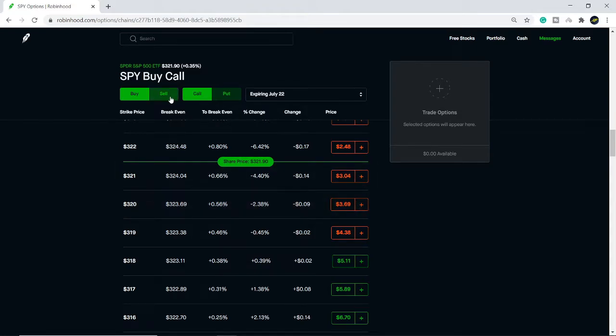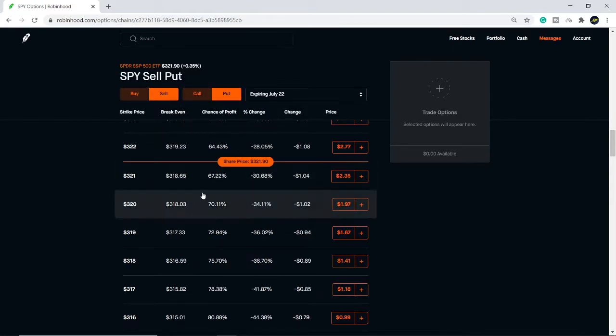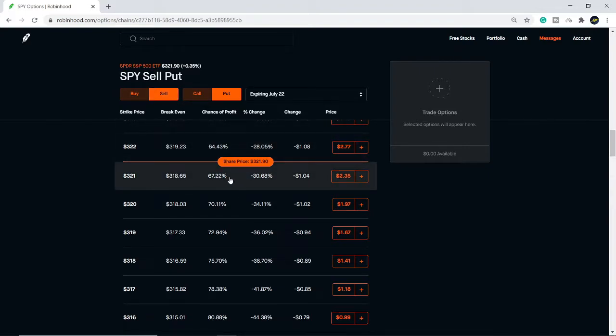So you want to pick it. And for this example, we're going to be talking about put credit spreads. So you click sell, click put, make sure you click sell because if you don't, it's not going to click the price you selected. So it's at 321.